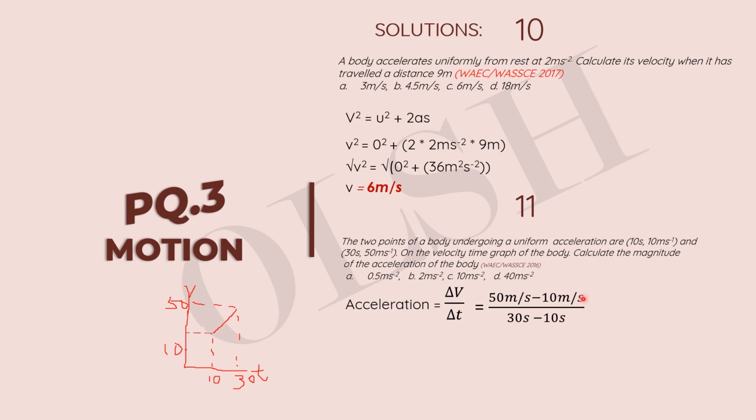Okay, so this would give us, of course, 40 meters per second divided by 20 seconds, which would then give us 2 meters per second. So our answer is actually B, 2 meters per second. Alright, so let's move on to number 12.